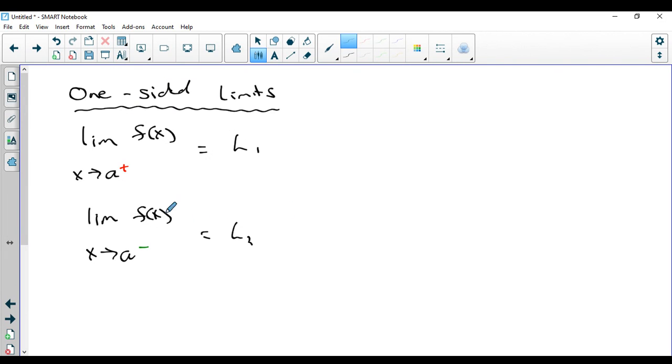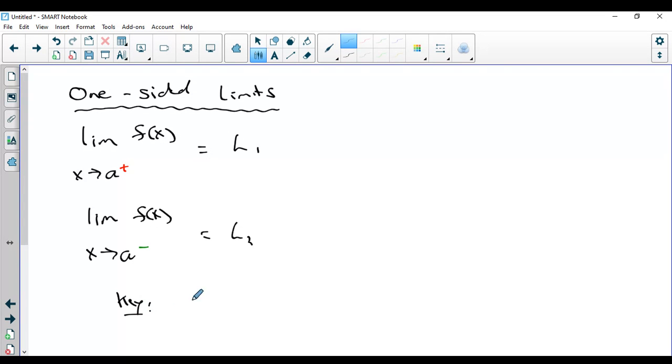All right, so now it should be real important to realize and understand, inherently from what the definition was before, that these guys have to be the same in order for the two-sided limit to exist. All right, so that's really important. So the limit from the right must equal the limit from the left in order for the two-sided limit to exist.